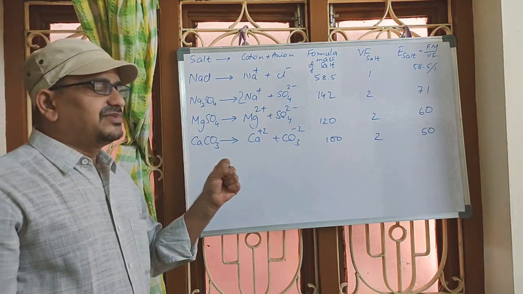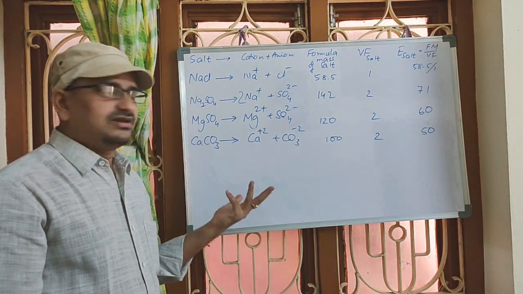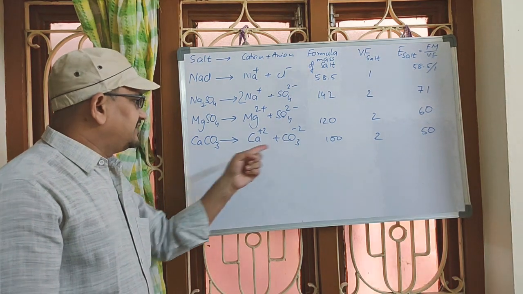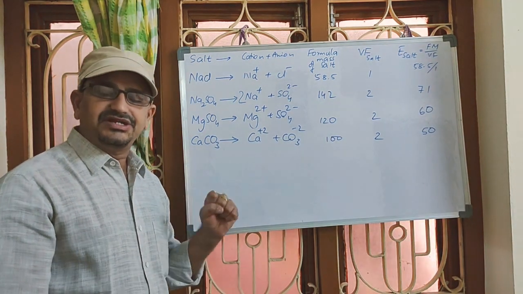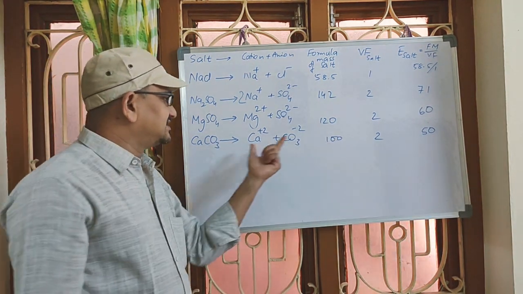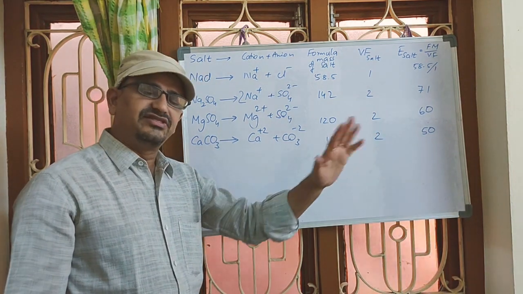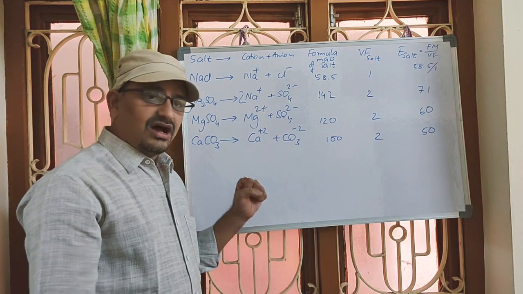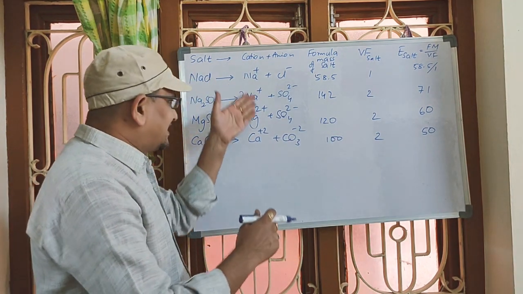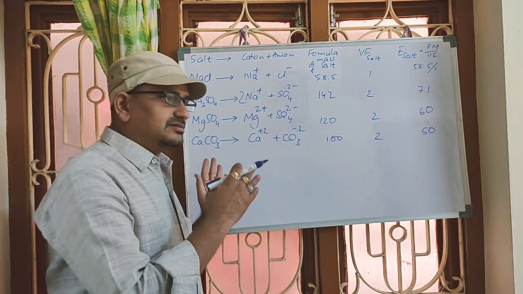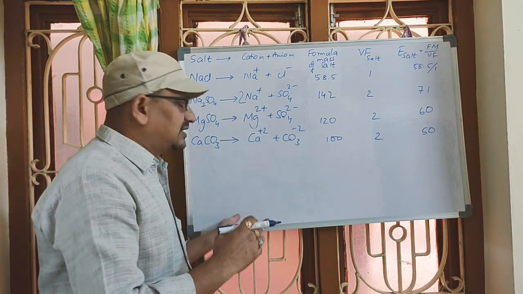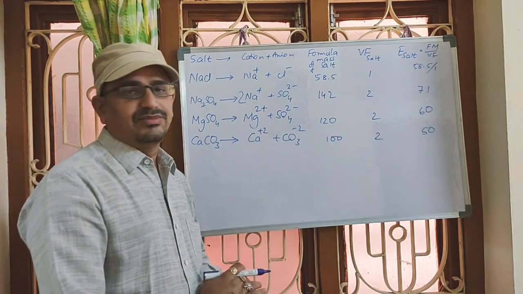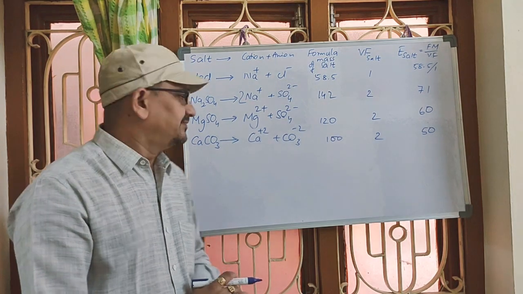Because while doing a numerical for higher level of competitive examinations, we need not do all these things again in the examination. You need to remember this. Formula mass is 100, equivalent mass is 50. That's it. Fatapat we have to do. Understood? You should be very quick. How to be very quick? By practicing such questions or salts several number of times, it will be memorized. You need not worry. Okay.